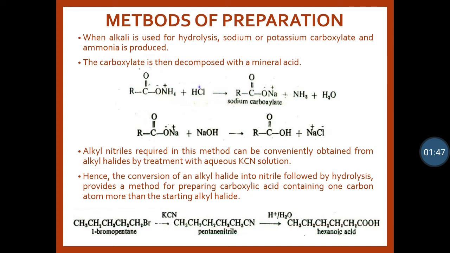In case of alkali, hydrolysis gives sodium or potassium carboxylate, and ammonia is produced in this case. The carboxylate is then treated with a mineral acid, that is HCl, and it will give the carboxylic acid along with sodium chloride and ammonia. So in this case, we use the acid as well as the base for this reaction to get the carboxylic acid. The alkyl nitrile required in this method can be conveniently obtained from the alkyl halide by treatment with aqueous KCN solution.